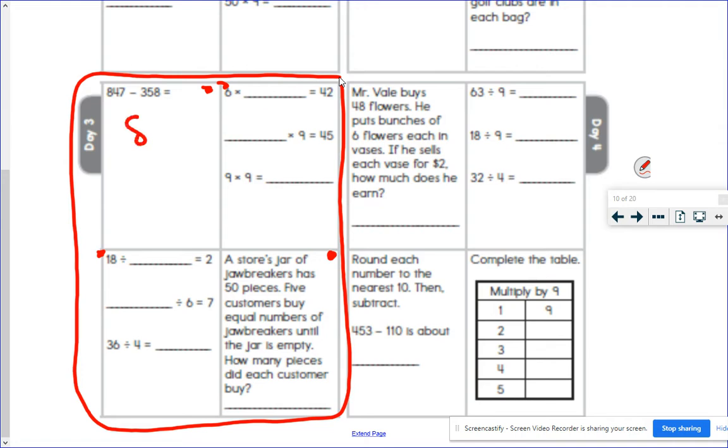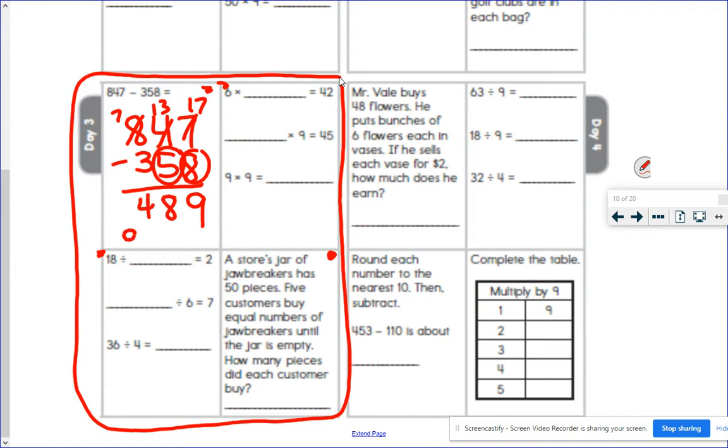So this is a 3-digit subtraction. You should line up your ones, tens, and hundreds. Remember at this point, everybody knows by now, when there's more on the floor, you know to go next door. 17 minus 8 is 9. Go to the tens place. Same thing when there's more on the floor. 2 minus 5 is 8. And I got 489 for the difference.